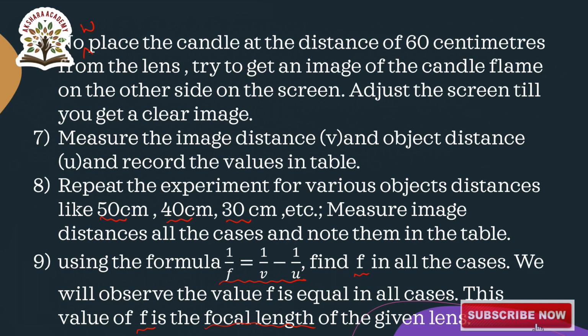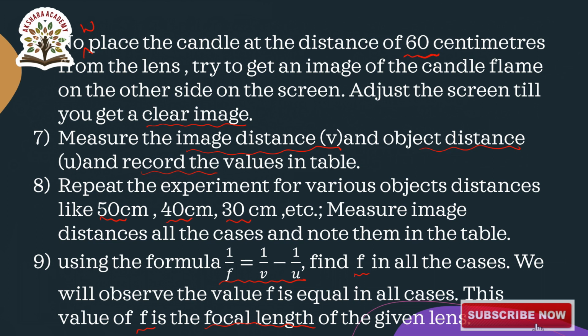Now place the candle at a distance of 60 centimeters from the lens. Try to get an image of the candle flame on the screen on the other side. Adjust the screen till you get a clear image. After that, measure the image distance, that is v, and the object distance, which we fixed at 60 centimeters, that is u. And we have to record the values in the table of u and v.